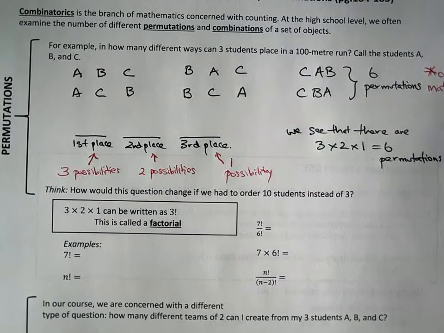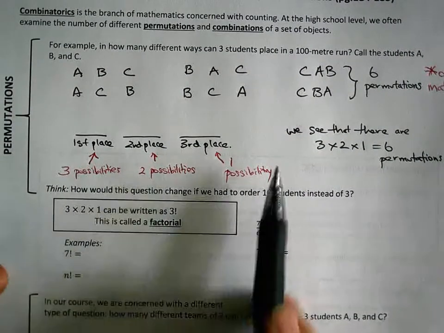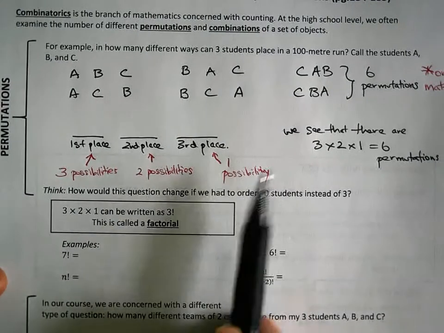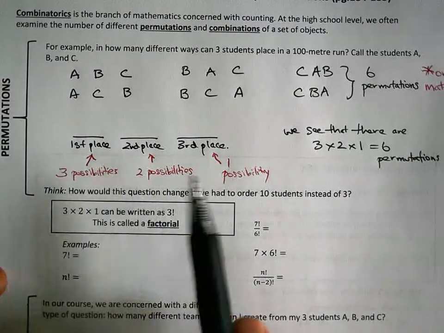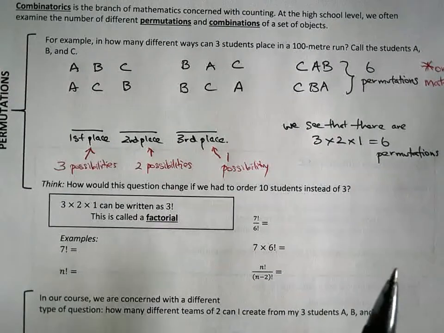That's how permutations work. You can multiply the possibilities together, but each time you have 1 less possibility. So if you had 10 students, you would have 10 times 9 times 8 times 7 times 6 times 5 times 4 times 3, etc. This is a handy thing.